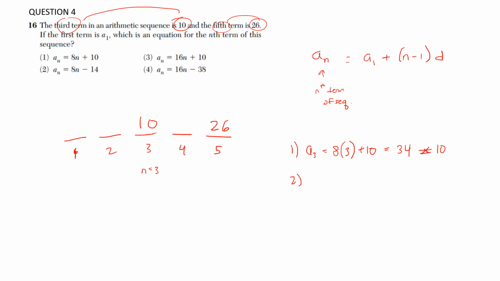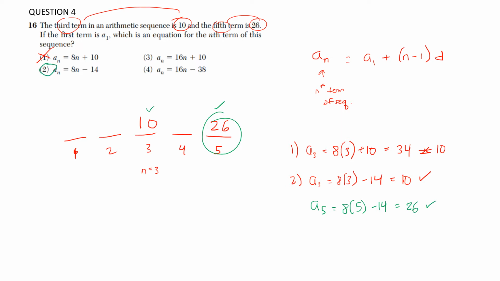Let's do choice 2. Let's cross this out here. Choice 2. We're getting the third term should be 8 times 3 minus 14. Well, if we look at that, 24 minus 14 gives us 10. So that checks out. To be certain, we should check this number as well. So I'm going to plug in 5, the fifth term of the sequence. Should be 8 times 5 minus 14. It's 40 minus 14 is 26, and that checks out as well. So our answer, we can confidently say, is choice 2.